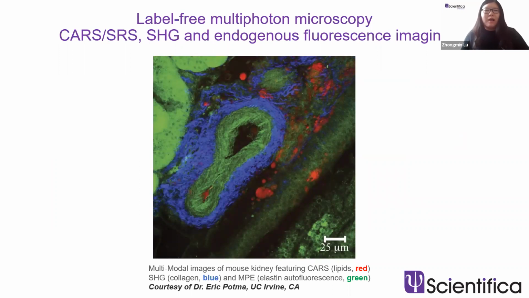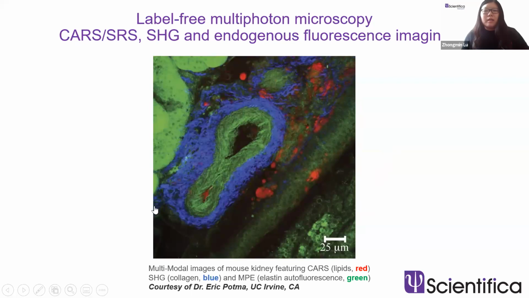Beyond that, there are more and more applications for label-free multiphoton microscopy. For example, CARS or SRS, which is actually the enhanced Raman process, and SHG, short for second harmonic generation, and also endogenous fluorescence imaging.